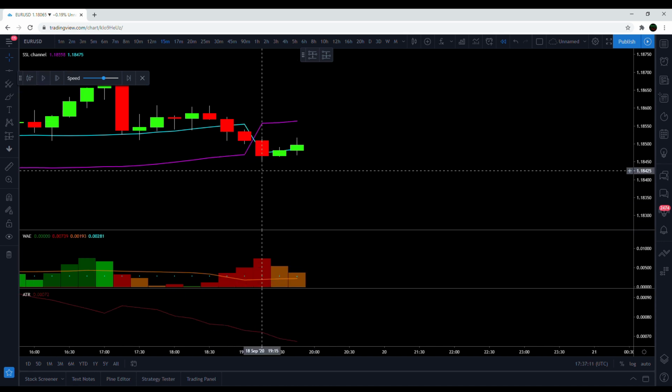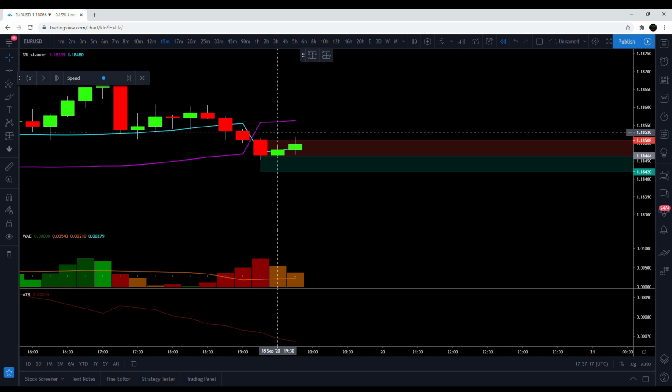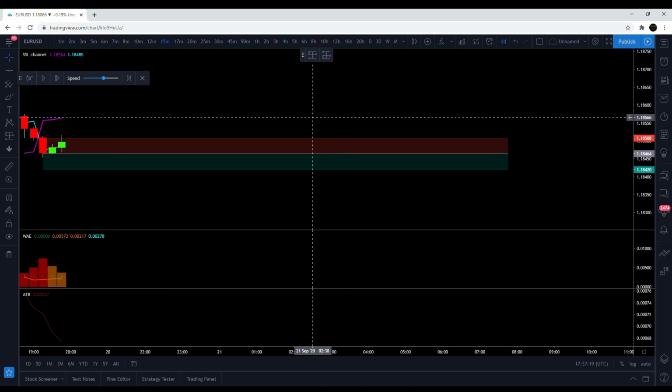Okay, so we got a cross down, and the WAE agrees, so we're taking this short. Why is this thing going so far over here?